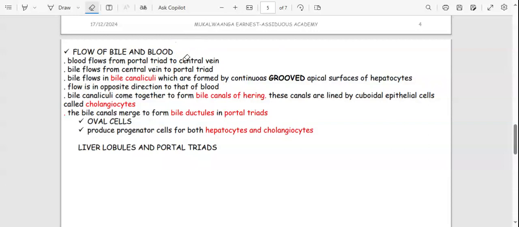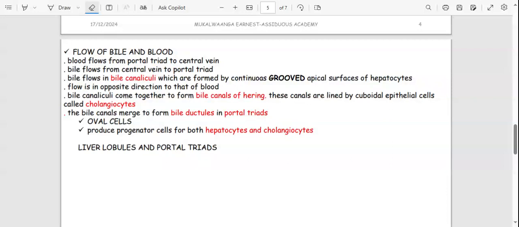These left and right portal veins will now reach what we call the portal triad. Don't worry, very soon you will understand what we mean by the portal triad. At the portal triad, the portal vein will divide further into what we call the portal venules. In the portal triad, you find three structures: the portal venule, the bile ductule, and the hepatic arteriole. The portal venule comes from the left and right portal veins. This portal venule at the portal triad will now drain into the hepatic sinusoids, the ones we have talked about.